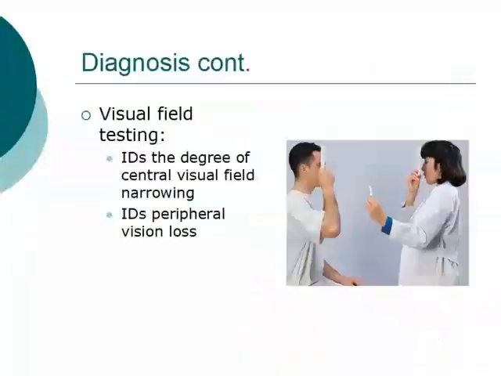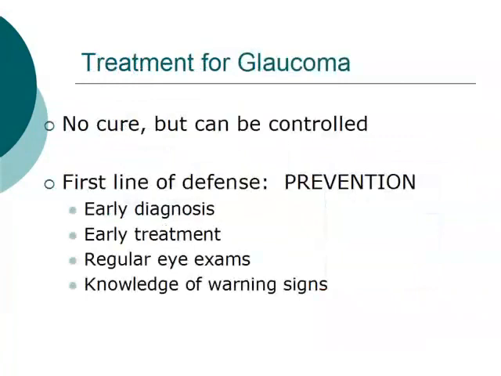Visual field testing is also done. This can identify the degree of central vision that has been lost or is narrowed. The patient may have 20/20 vision even though they are losing their peripheral vision. So this would be something that the ophthalmologist would pick up on during the exam. Unfortunately, there's no cure. However, glaucoma can be controlled.